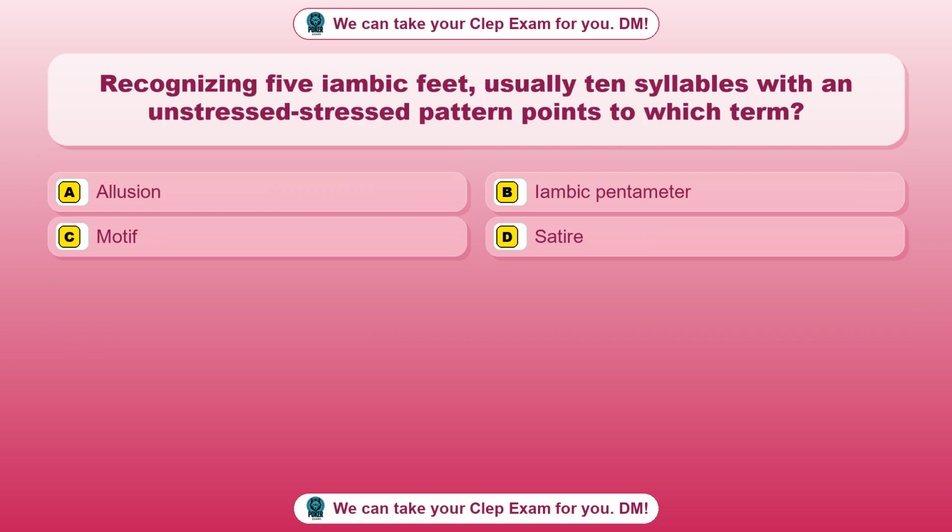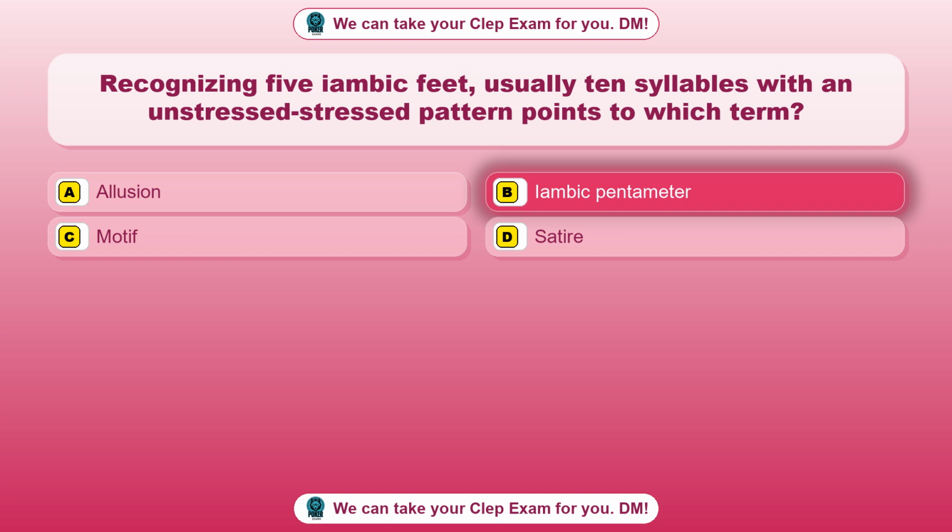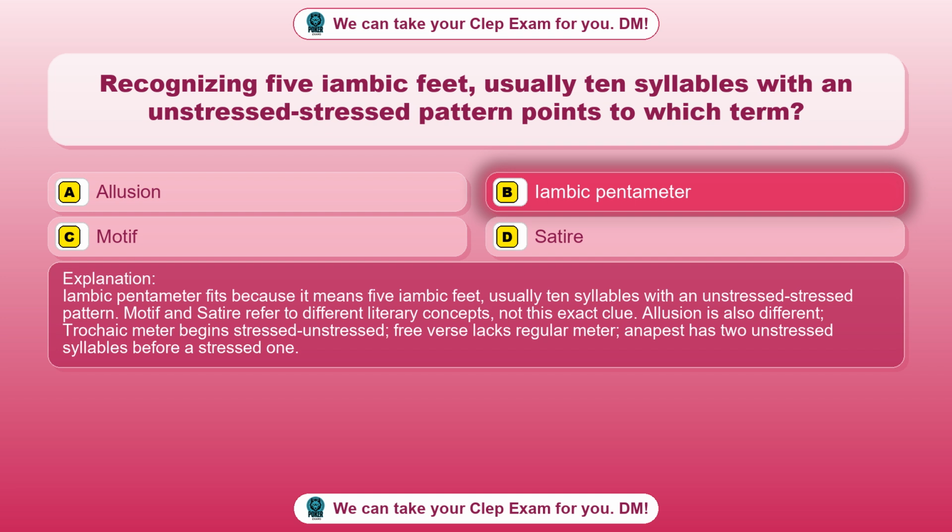Question 65. Recognizing 5 iambic feet, usually 10 syllables with an unstressed stressed pattern points to which term? Option A. Illusion. Option B. Iambic pentameter. Option C. Motif. Option D. Satire. The correct answer is option B. Iambic pentameter. Iambic pentameter fits because it means 5 iambic feet, usually 10 syllables with an unstressed stressed pattern.